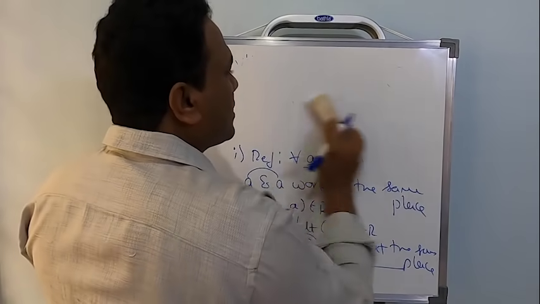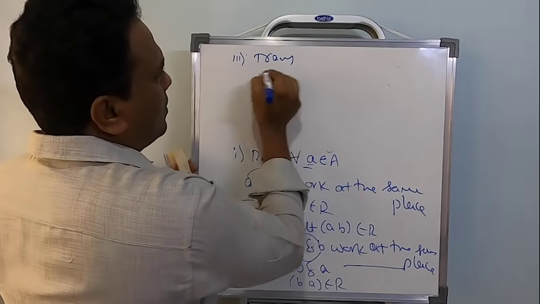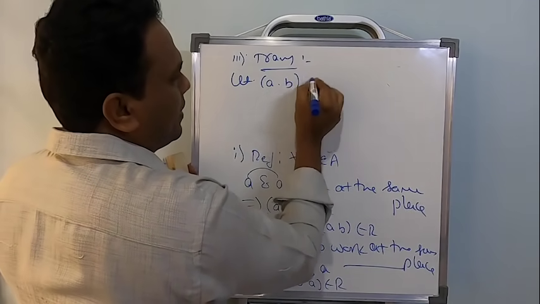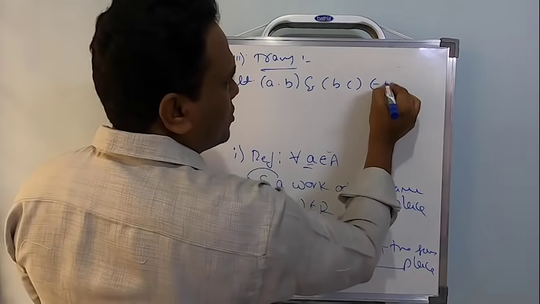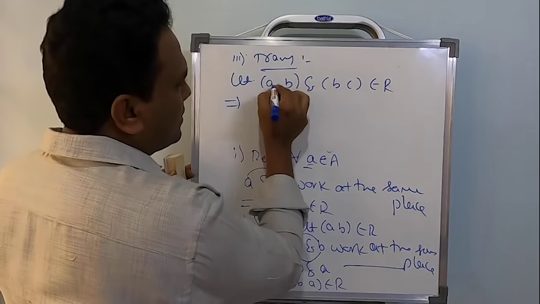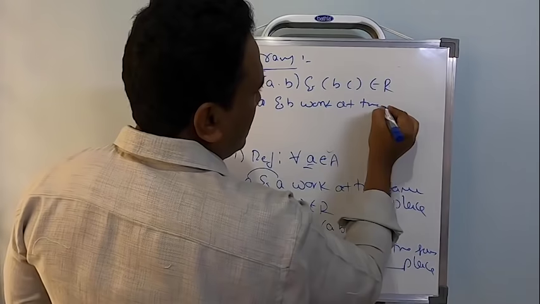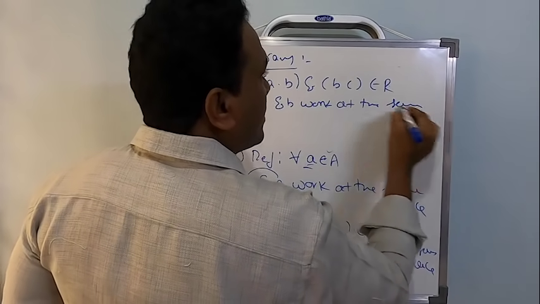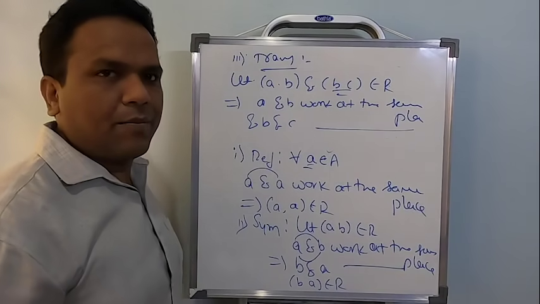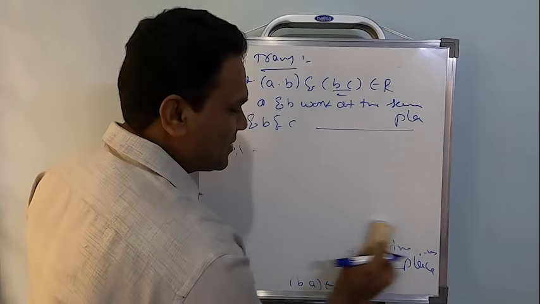Now, let's start transitive. How to start transitive? Let (A, B) and (B, C) belong to R. You start with two ordered pairs of such kind. So what does this say actually? This says A and B work at the same place, and B and C work at the same place. You don't put the line like this. You have to write it in the classwork. So in the classwork, please write the statement properly.